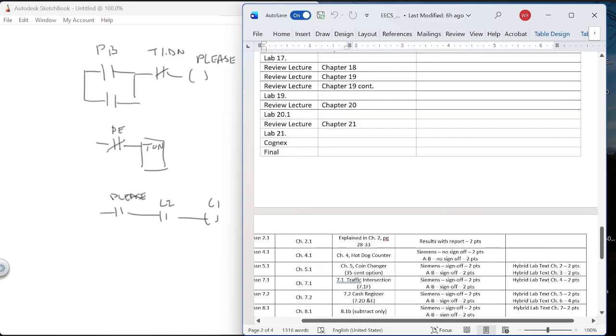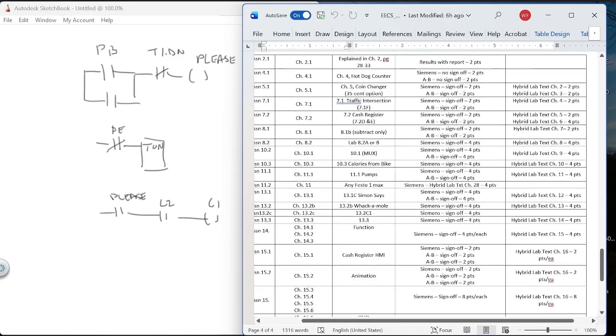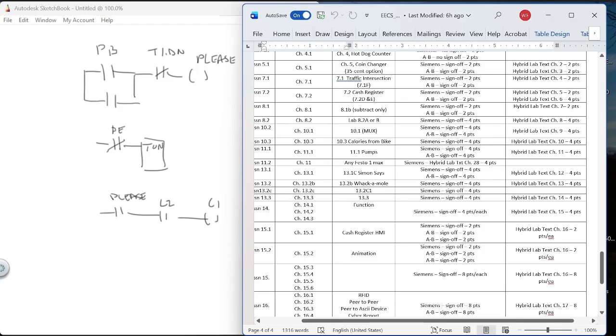So here are your points. And you start getting 4-pointers in chapter 8. That second lab in chapter 8 gives you 4 points. And from then on, it's that.